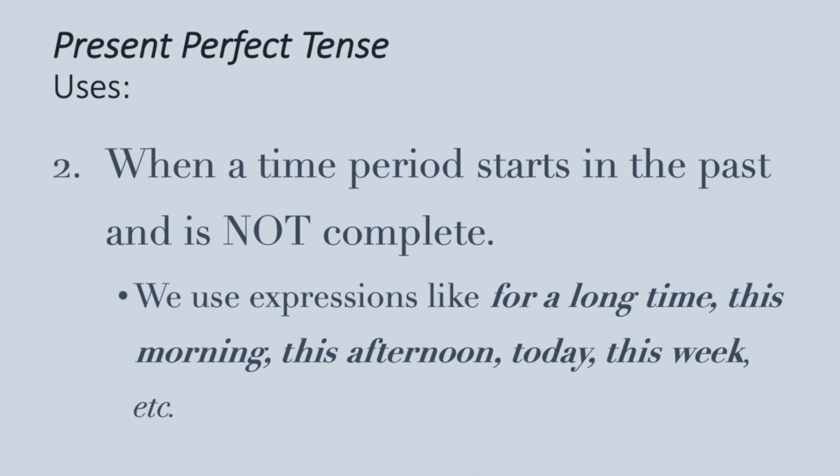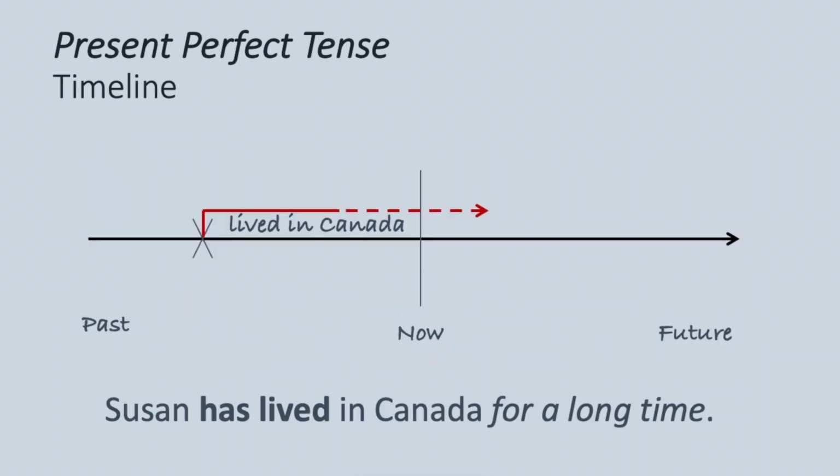Another way we use the present perfect is when a time period is not complete, like when we use for a long time, this morning, this afternoon, today, this week, that kind of time period. So an example of this is, Susan has lived in Canada for a long time. She started living in Canada at some time in the past. The exact time isn't important, but she's been there for a long time. She's still living there. It's important to note that the time she started living in Canada is not important.